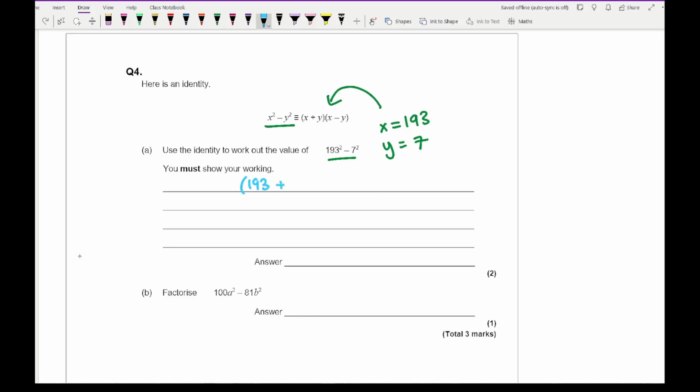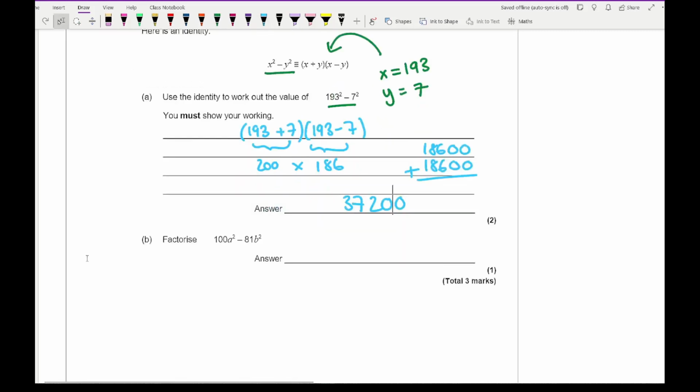193 plus 7, and 193 minus 7. Now this equals 200 and this equals 186. So what I then want to do is multiply 186 by 200. Now 186 times 100 is going to be 18,600 rather. So if I just double that, what do I get? Well, I get 37,200.